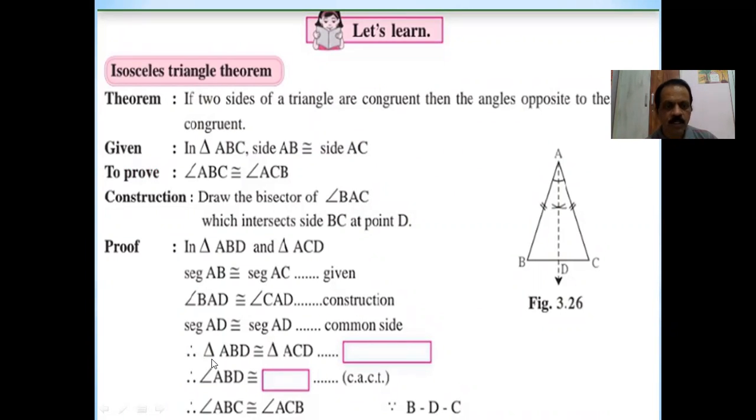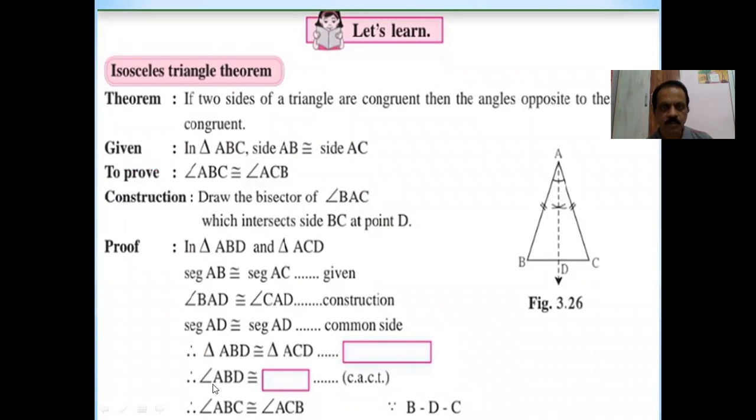Therefore, triangle ABD is congruent to triangle ACD. By which test of congruency? Look here, one side is given as congruent, this is the angle bisector so this angle is congruent to this angle, and this is the common side. So by the side-angle-side test of congruency, these two triangles are congruent.